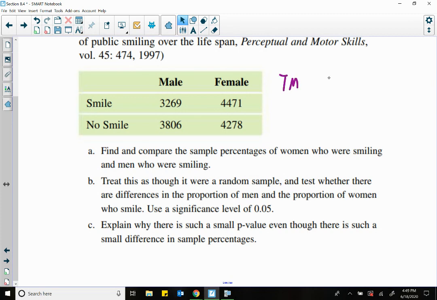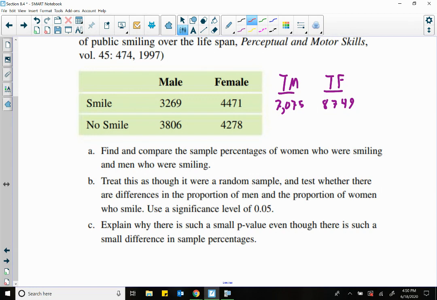Total men, total females, or male, female. Okay? So let's get those totals real quick. All we have to do is just add those two numbers up. So 3,269 plus 3,806 give us 7,075, and 4,471 plus 4,278 give us 8,749. All right, so let's start answering these questions and going through some things.